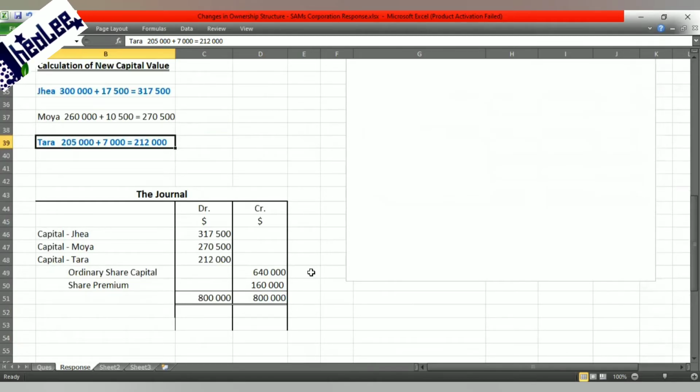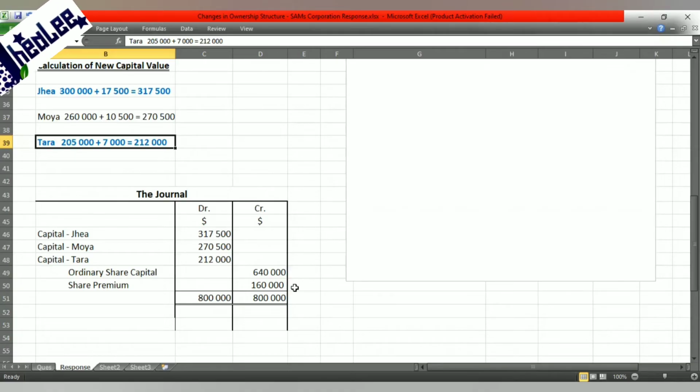It is the number of shares sold times the par value. If there is any excess, meaning if the total capital of your partners is greater than your ordinary share capital, or it could be referred to as common share capital, then the excess would go to your paid-in capital, which is your share premium account.